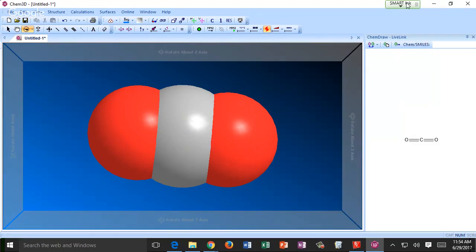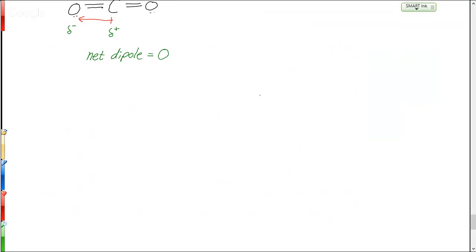The key to all this is you need to know the shapes of the molecules in order to figure this out. So for instance, I'll give you another example here. Get this all worked out.